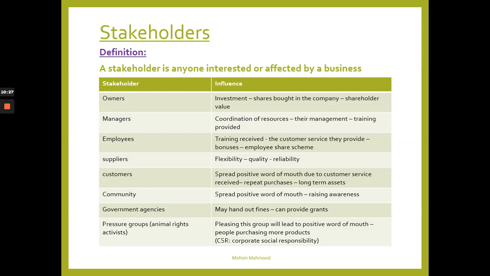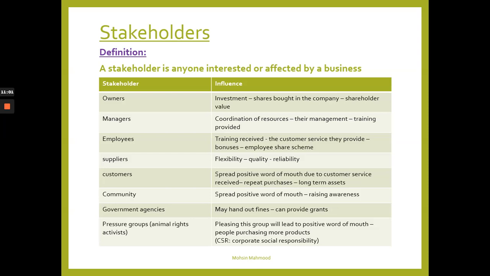Suppliers influence a business through their flexibility, the quality of goods or services that they provide a business, and their reliability. Usually suppliers have to deliver the products maybe on a weekly or monthly basis. They have to be reliable. They have to come at a certain time. If they don't come at that time, it's not good for the business, is it? That business won't be able to supply that product. Customers may be upset. That could lead on to negative word of mouth. So businesses need good suppliers, and their influence again is through their flexibility, quality of products, and reliability.